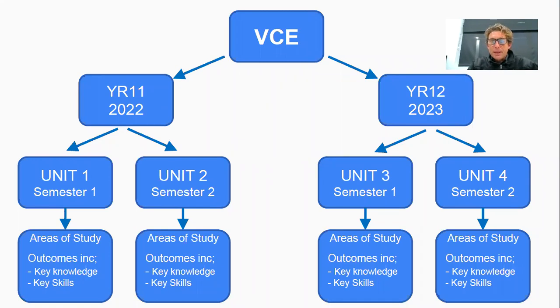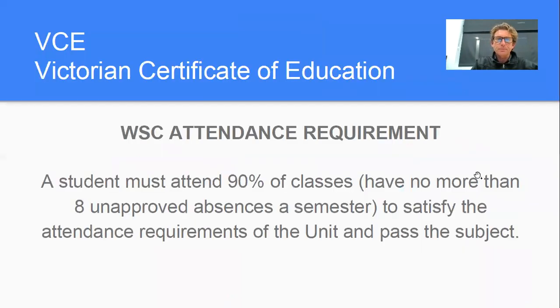Now it's always recommended that students do Unit 1 through to Unit 4 sequences, but that pathway isn't a necessity. Students can pick subjects up at Year 12 or even sometimes halfway through Year 11. But at Year 12 in 2023, students will be required to do each subject as a Unit 3 and 4 sequence.